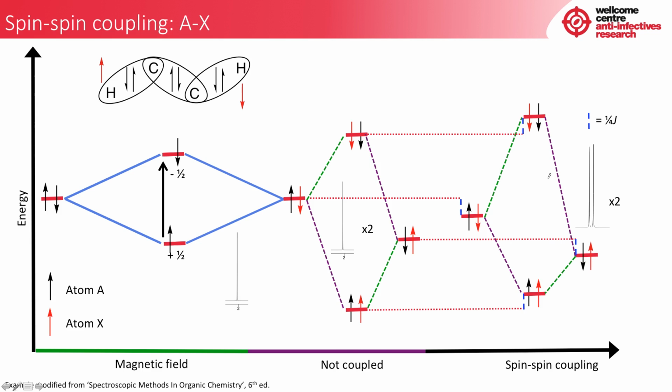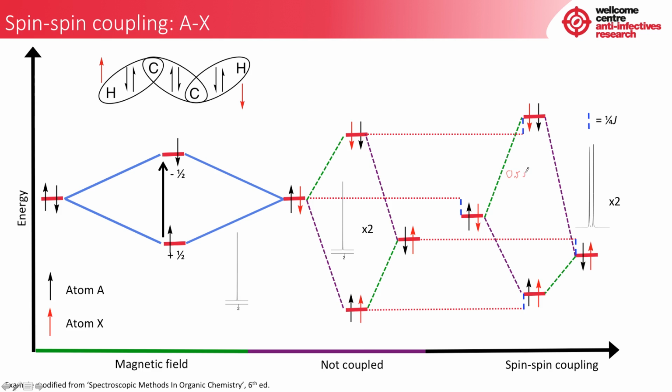If we start by considering atom A, we can see that for this transition, this anti-parallel state is a quarter of J more favourable than before coupling, and this state here, where both of the spins are aligned against the field, is a quarter of a J less favourable. The result of this is that the overall size of the transition is 0.5 J larger.